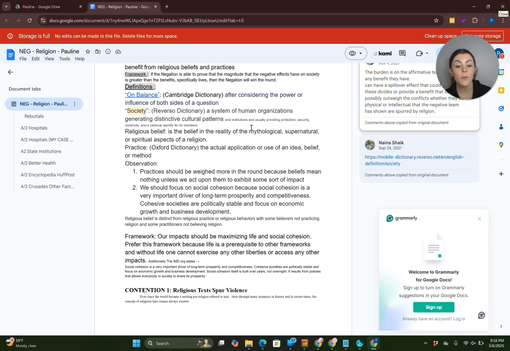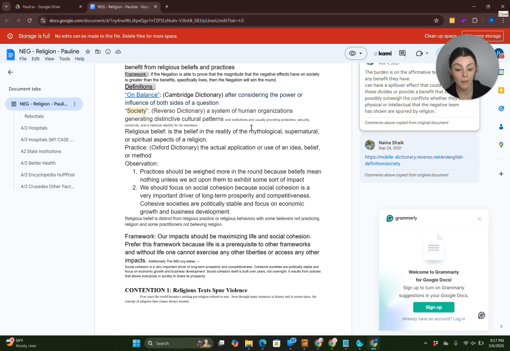Observations. One, practices should be weighed more in the round, because belief means nothing unless we act upon it to exhibit some sort of impact. Two, we should focus on social cohesion, because social cohesion is a very important driver of long-term prosperity and competitiveness. Cohesive societies are politically stable and can focus on economic growth and business development.